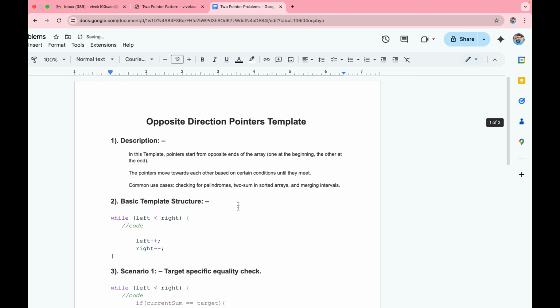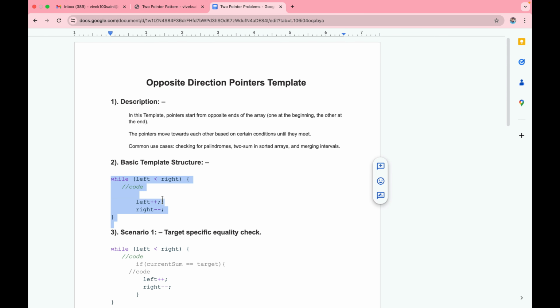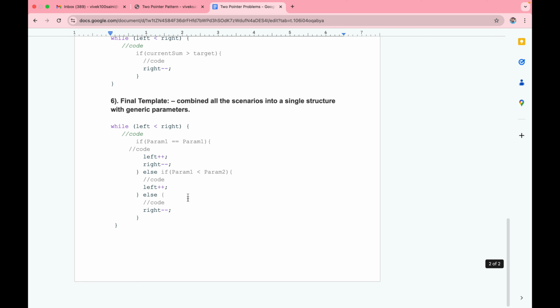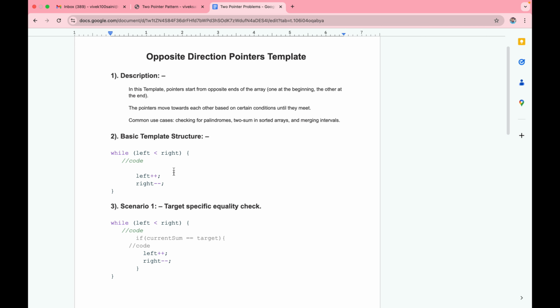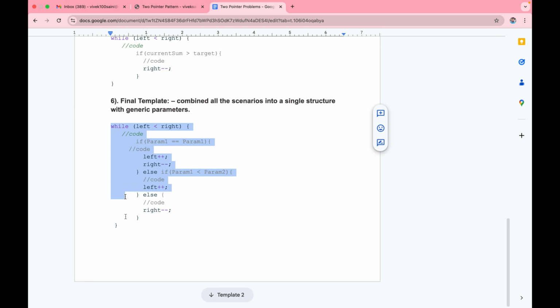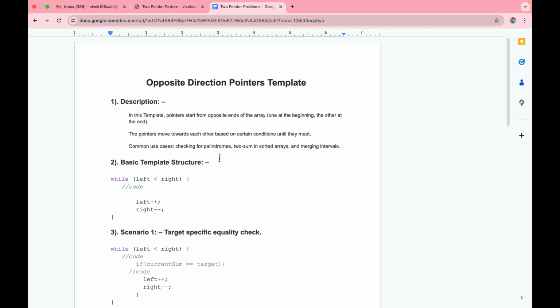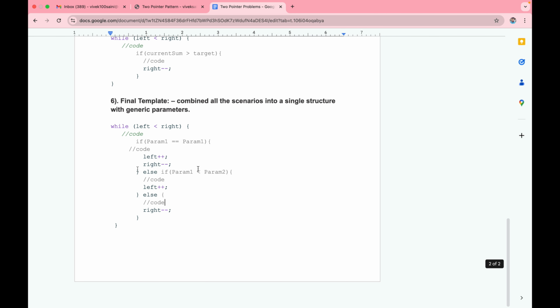Now think about this basic structure. The basic structure will work when we don't have any target, but this template will work if we have any target. So let's say we have a target, then we are dealing with these three conditions. If we don't have any target, then there is no need of these conditions. We will remove all of them and just use left plus plus, right minus minus, which is our basic template. So this will be our final template, which we are going to use in our upcoming problems.